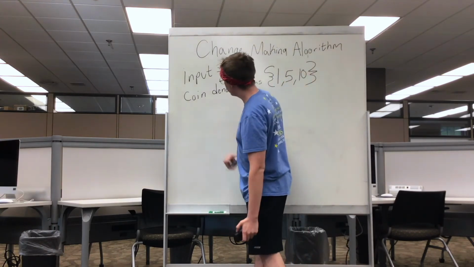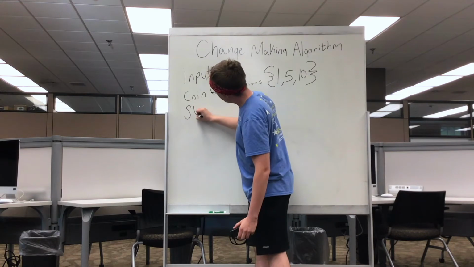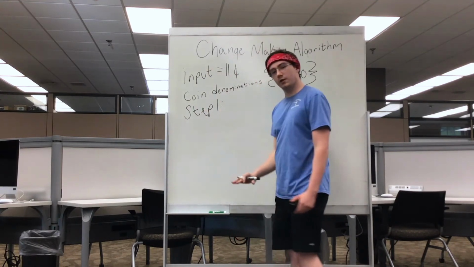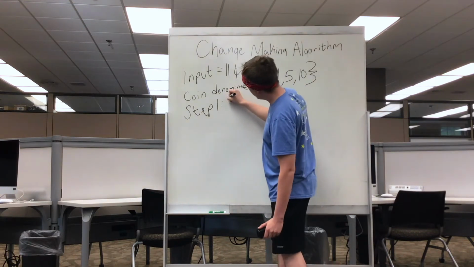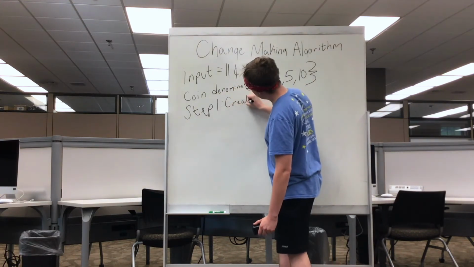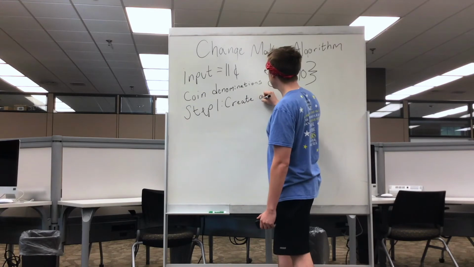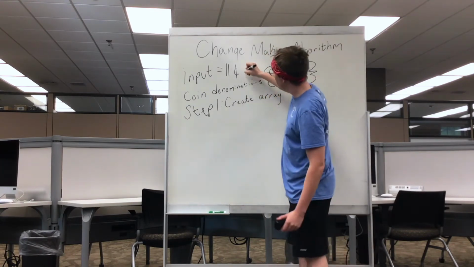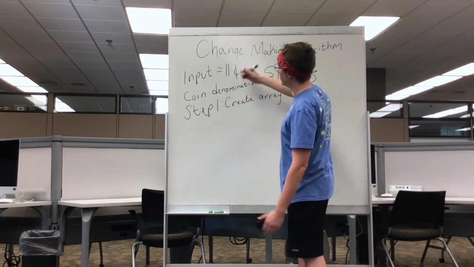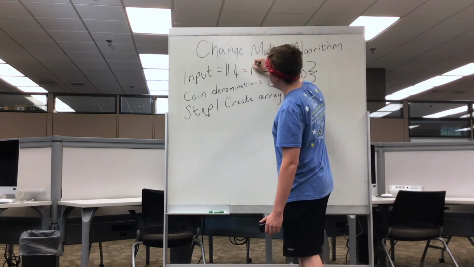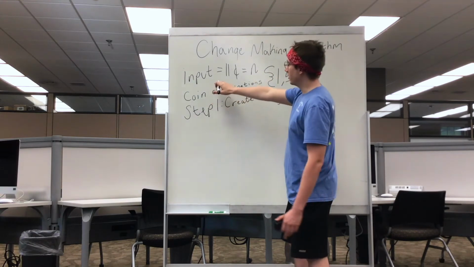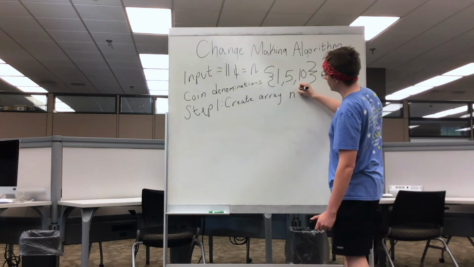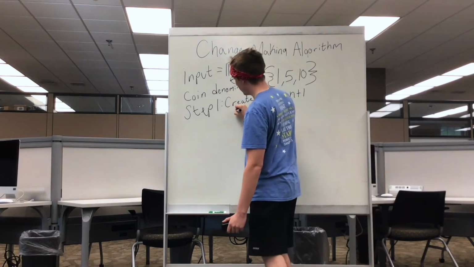So step 1, we're going to create an array of size n plus 1. This input is what we're going to use the value n to represent. So our input is n. So we want to create an array of size n plus 1. So let's go ahead and make our array.